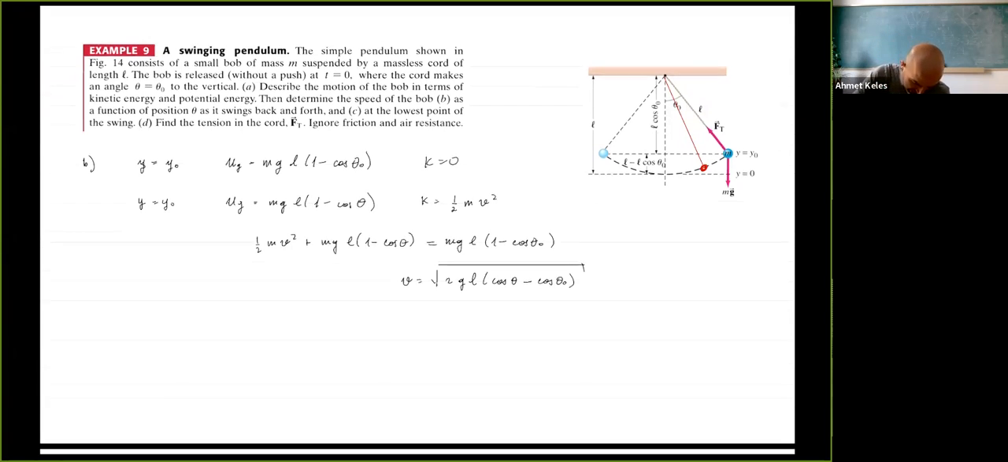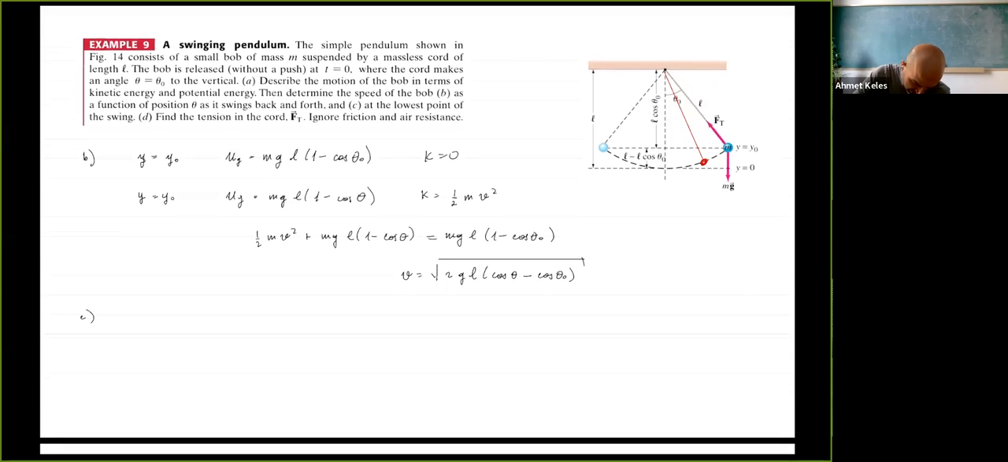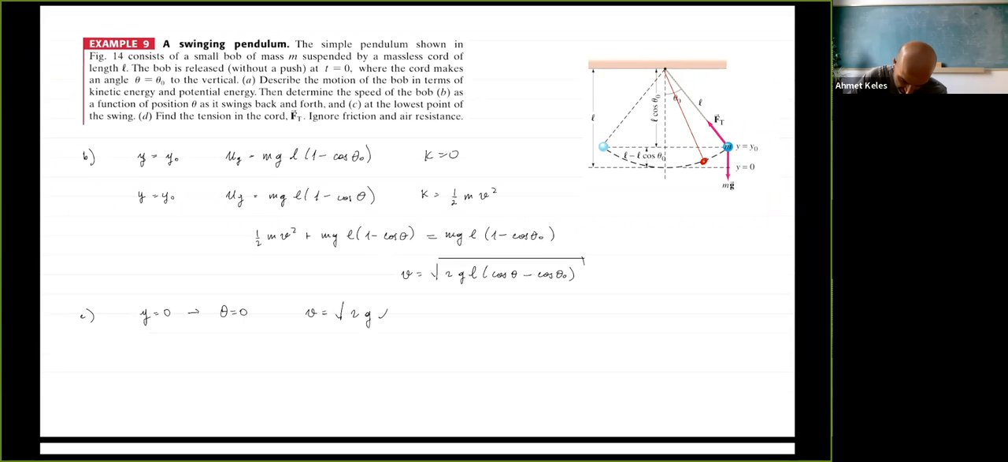At the lowest point of the swing, this is y equal to 0. So at the lowest point, theta is equal to 0, right? Maybe I can write this. It means theta is equal to 0. Then v is going to be equal to, and cosine 0 is 1, so v is going to be equal to the square root of 2 times g times L times (1 minus cosine theta naught). Good.